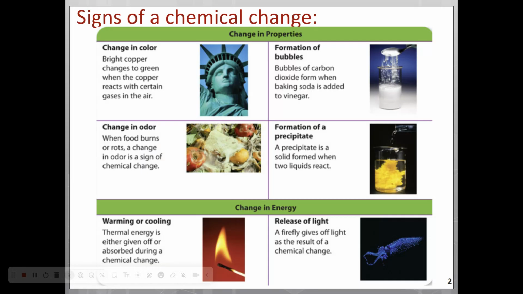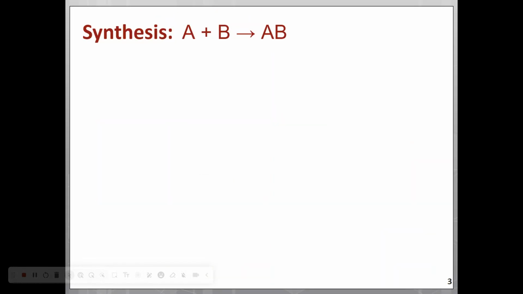The formation of a precipitate or a solid when two liquids react is another example of a change in chemical properties. Additionally, we might see a warming or a cooling, or we wouldn't see that, we would feel that if energy is either given off or absorbed during a chemical change. And then finally, another example is the release of light during a chemical reaction, as we see in fireflies and other bioluminescent organisms.